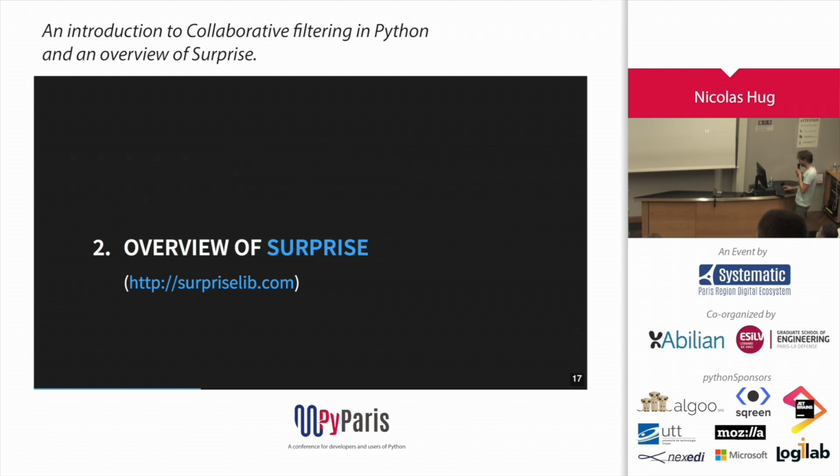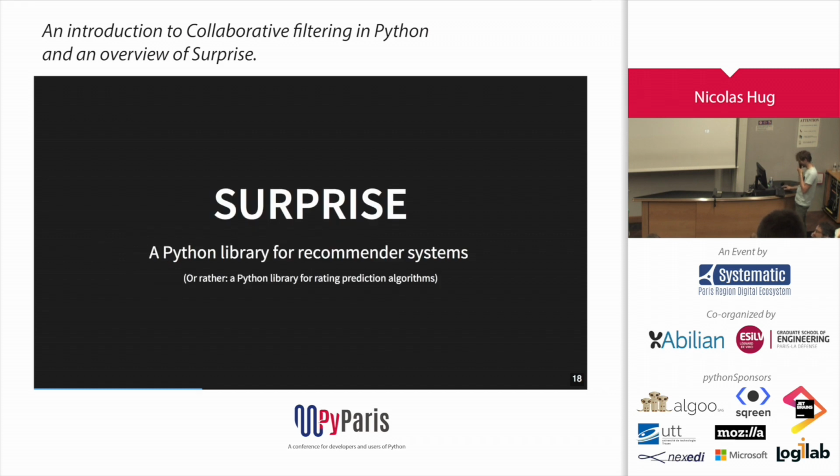We're now going to talk about Surprise, which is the library that I made that helps build algorithms such as the one we just described, and that helps analyze and compare them. So it's rather a library for rating prediction algorithms, okay? Saying it's a library for recommender systems is maybe too wide. It's just a library for rating prediction algorithms.